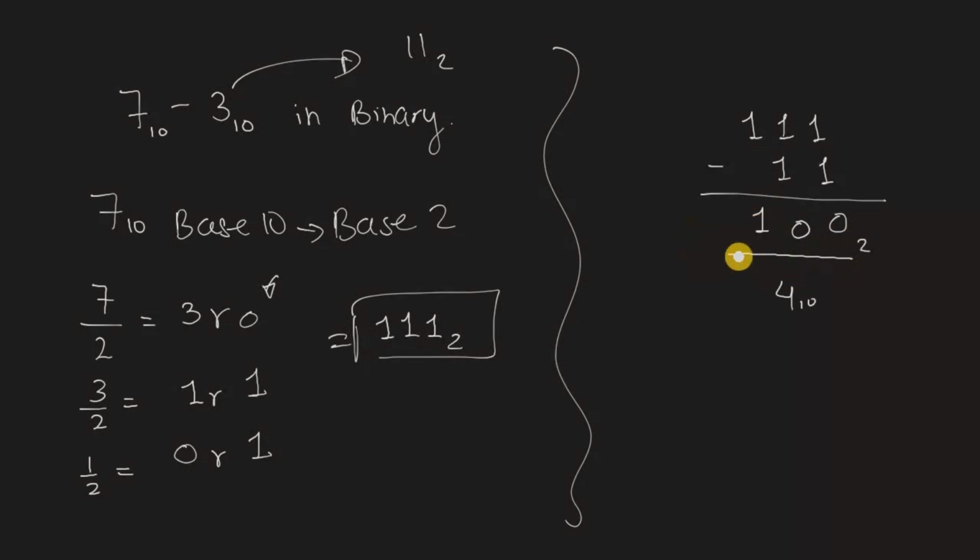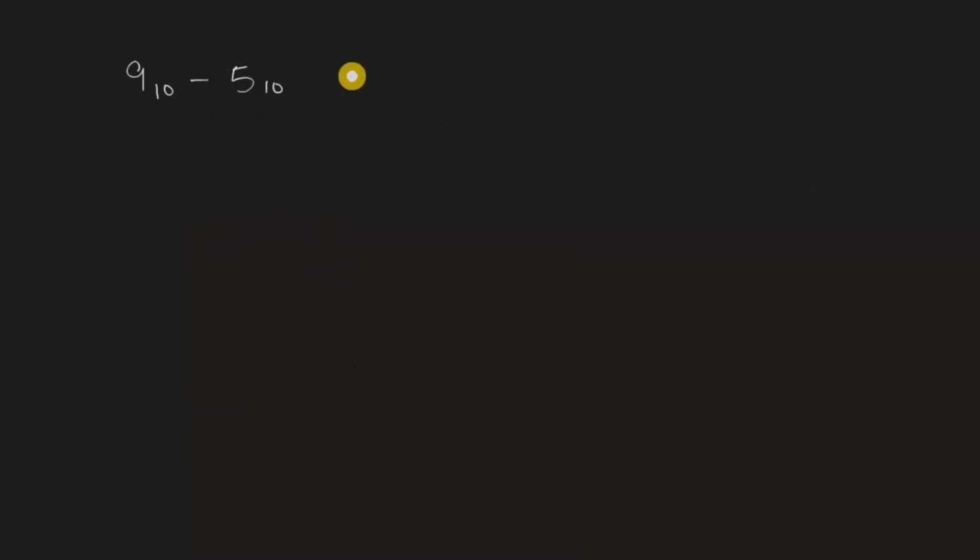So this is 100 base 2, so this is your answer if you do it in binary, right? It does make sense, because 7 minus 3 is 4 in decimal, so you can actually convert this into decimal to verify your answer. So let's go ahead and do another example, but with a carry, okay? So you have to do this, but again in binary.